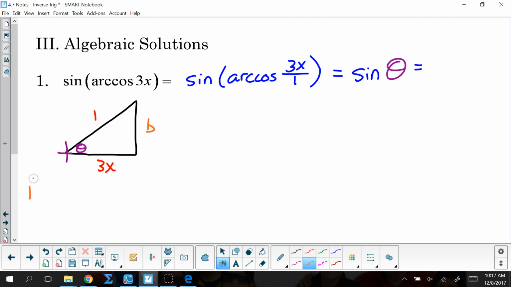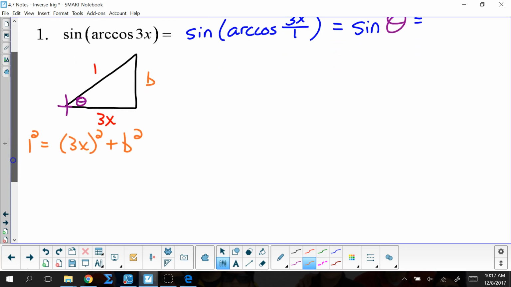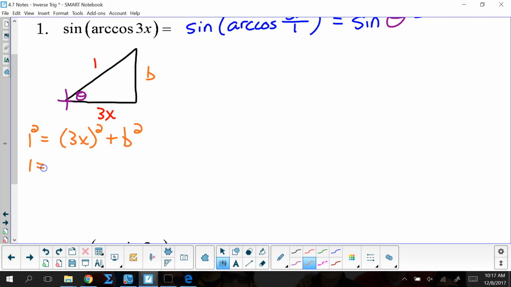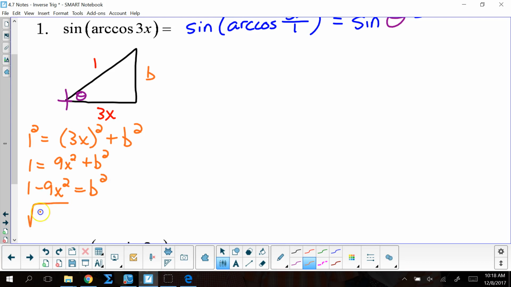So that's going to be 1 squared is equal to the quantity 3x squared plus b squared. So that's 1 equals 3x quantity squared, 3x times 3x, 9x squared. Subtract 9x squared. Take the square root.